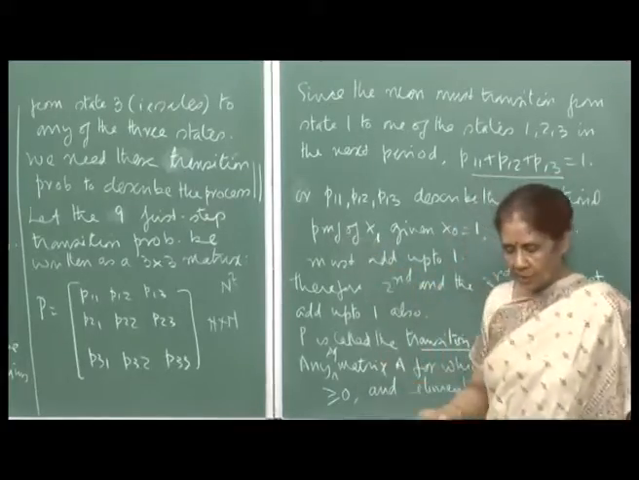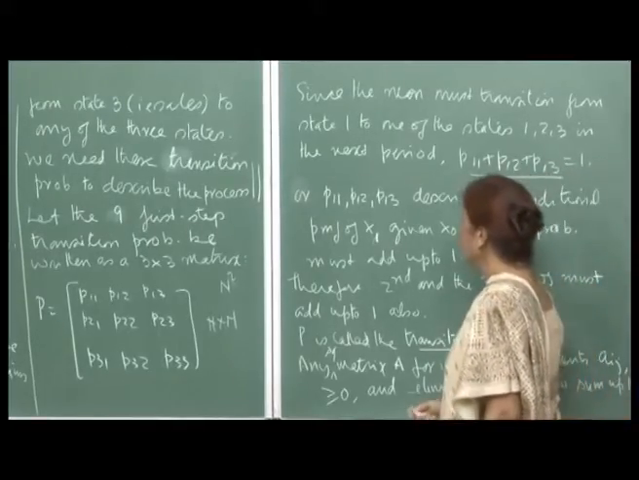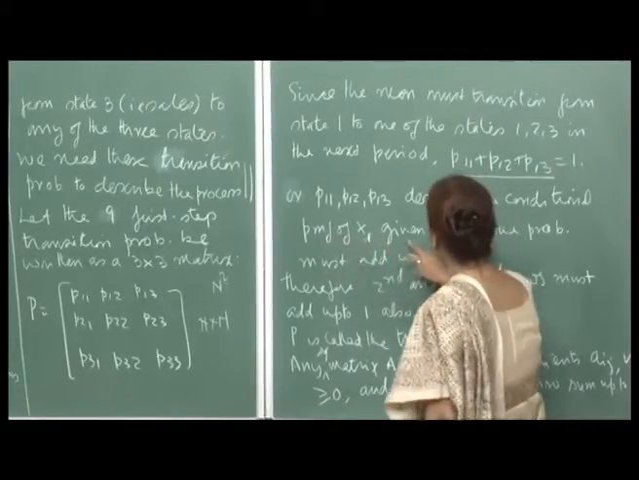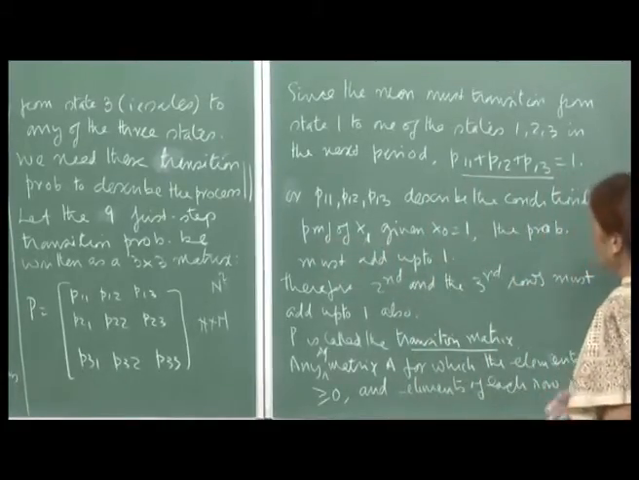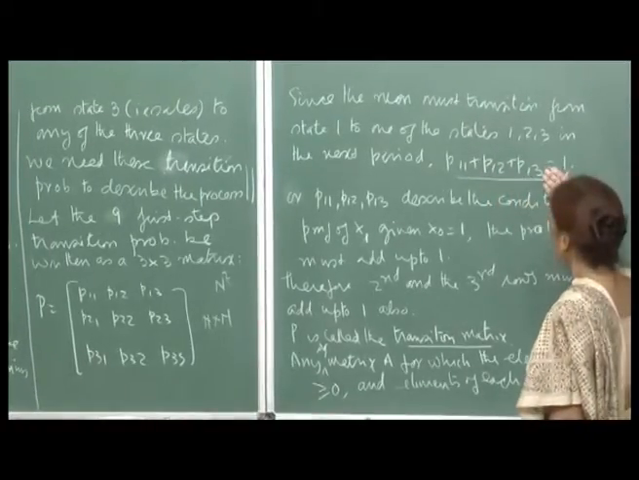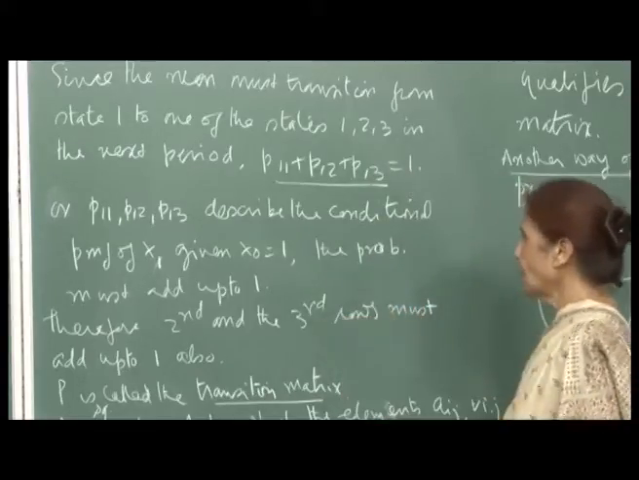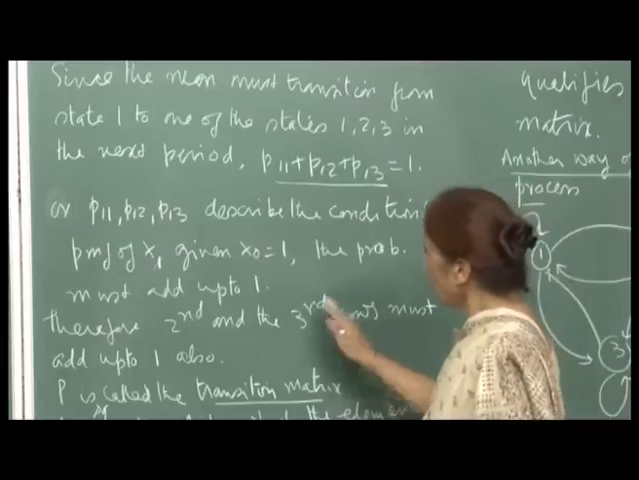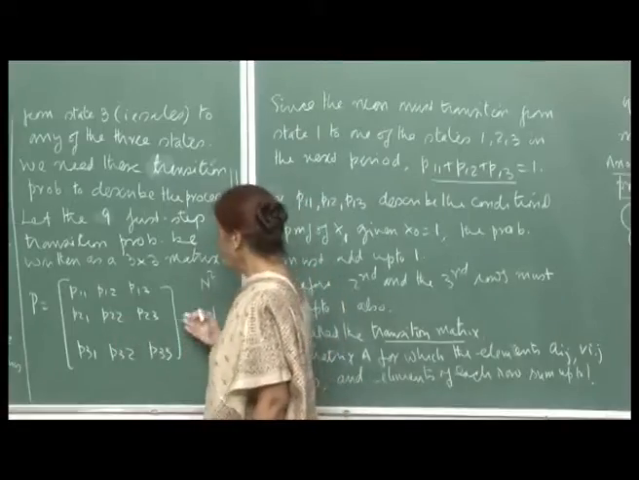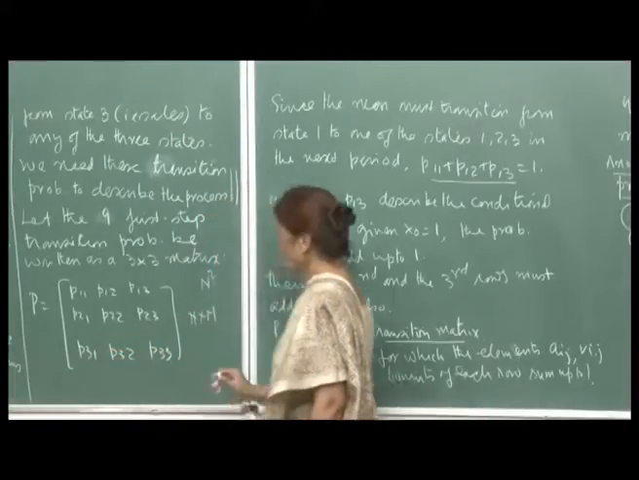Remember, we have talked about it while talking about conditional probabilities and conditional expectation. So, this is the conditional PMF of x1 given that x naught is 1. And so, since these 3 numbers describe the conditional PMF, they must add up to 1. In the same way you can argue that the second and the third rows must also add up to 1. That means, P21 plus P22 plus P23 is equal to 1, and P31 plus P32 plus P33 is 1.